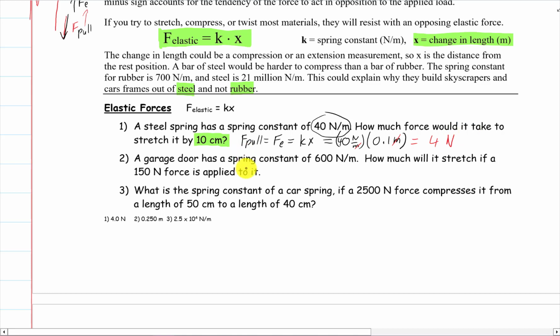A garage door has a spring constant of 600 newtons per meter. How much will it stretch if a 150 newton force is applied to it? So we have the elastic force is equal to Kx, and 150 newton force is applied to it, and K is 600. We have to try to solve for x. x is going to be 150 newtons over 600 newtons per meter, and this is going to equal 0.25 meters.